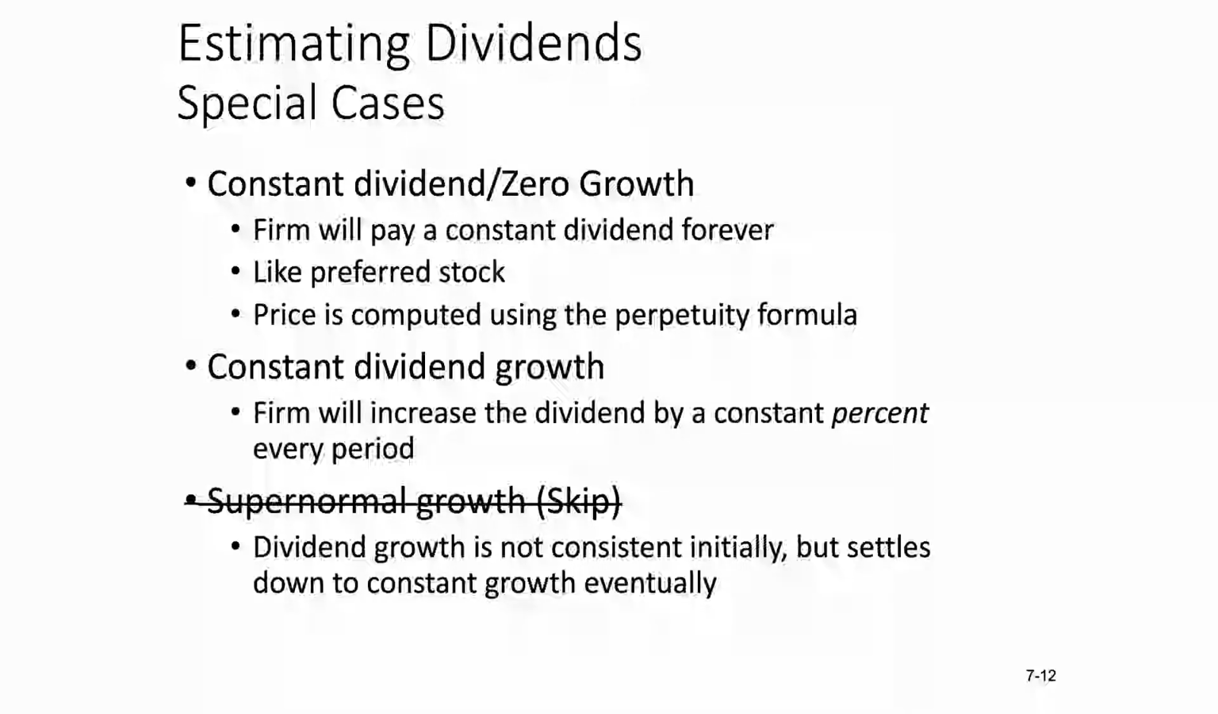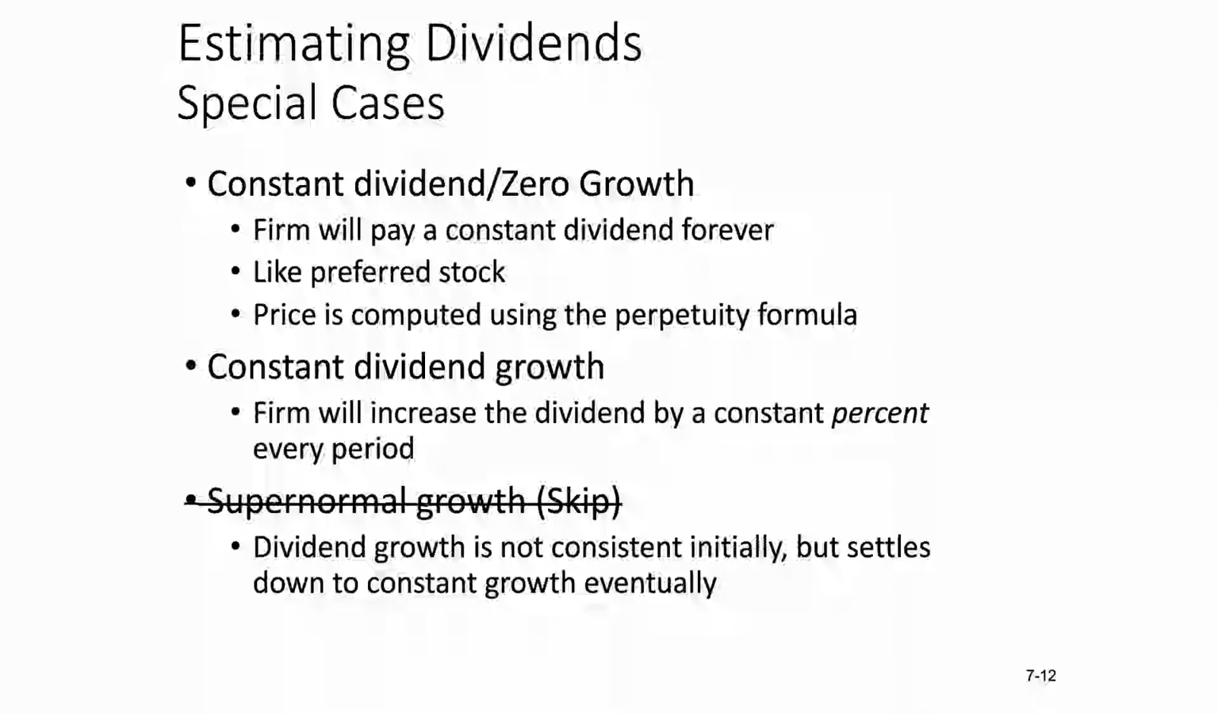The second one is where the dividend growth is a constant number. This one is also called the constant growth model. That means the company will increase the dividend by a constant percentage every period, let's say 5% per year. The third one is what we call the supernormal growth, or differential growth, model. That model is a little too complicated for this class, so let's skip that part. We only do the first 2.